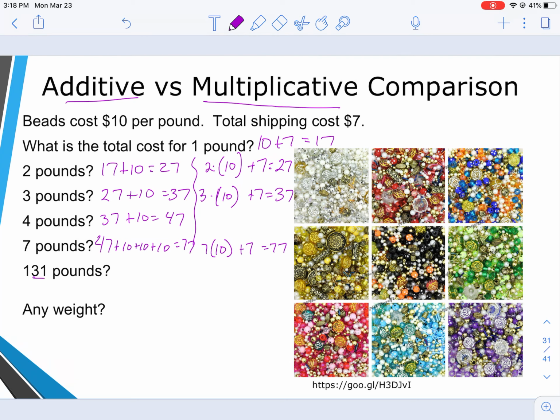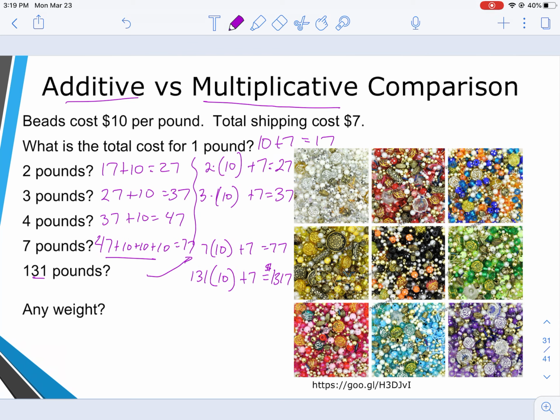A student that's really stuck in this additive process, they're kind of just stuck. They're either going to have to do a ton of work and add 10 so many times to get to 131, or it might motivate them to jump over to the multiplicative side. But the problem is, if they haven't been thinking multiplicatively up to this point, it's going to be pretty hard to do so. And for them, we'll talk in a future video kind of how to help them. So here we would have 131 pounds times 10 plus 7 equals, let's see, $1,310, $1,317.